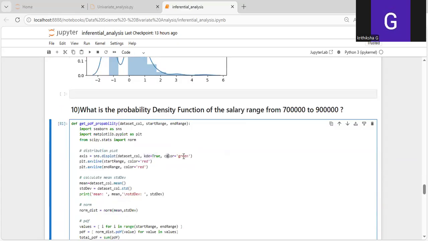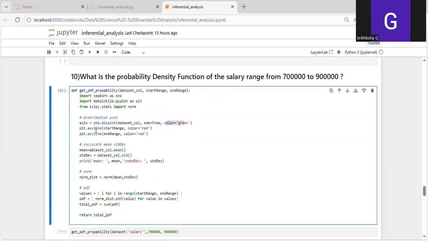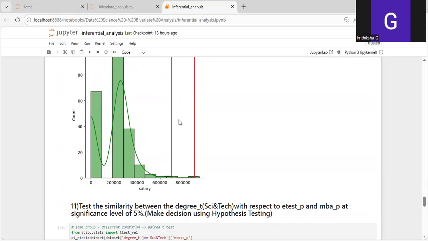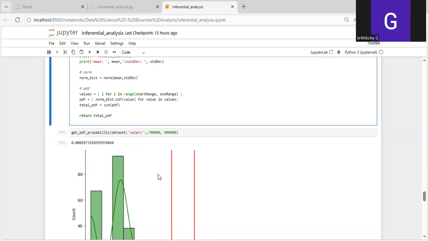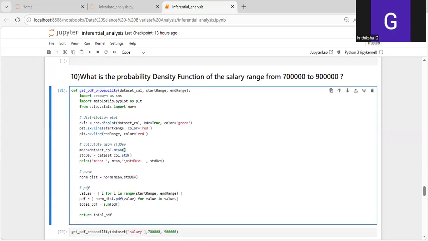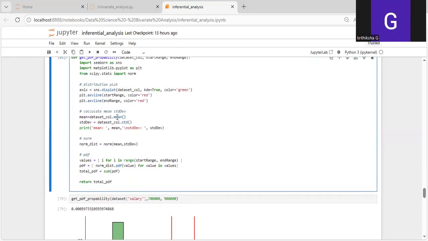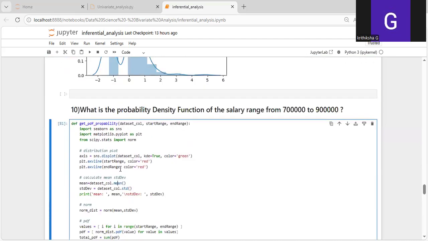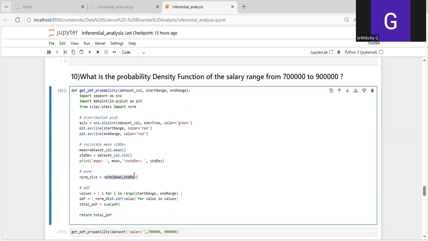The color green is for the normal distribution. I'm also giving the start range and the end range as vertical lines, which should be red, in order to differentiate the range from the column and for better understanding as well. Then we are calculating the mean and standard deviation for the column, as we need to send them to the norm function to find the normal distribution of the data set. So I have computed the normal distribution for the column.